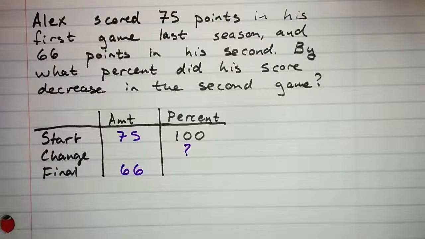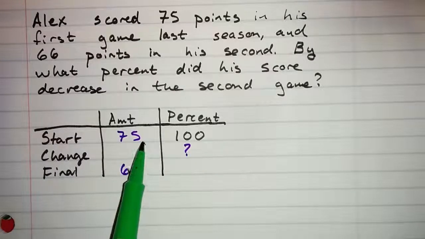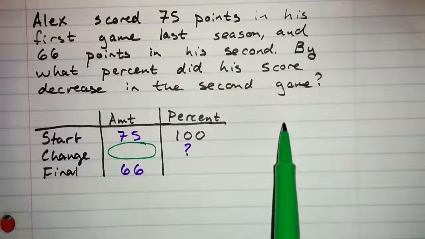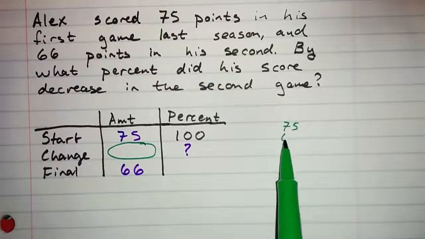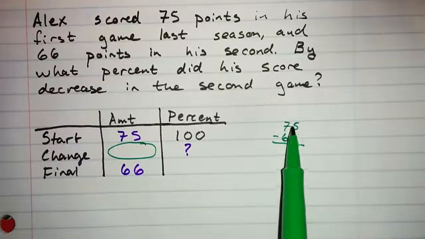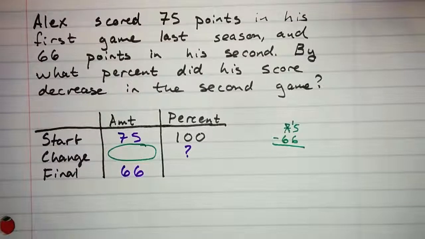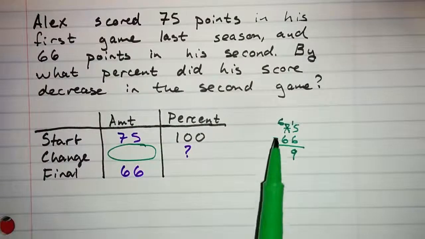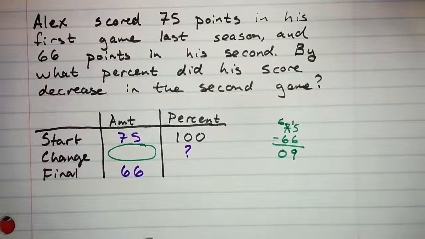Again, we have two possible strategies open to us, but we're going to choose the one where we figure out the amount change. In this case, 75 minus 66. 5 minus 6 we can't do, we'll need to borrow. 15 minus 6 is 9. 6 minus 6 is 0. The amount change was 9 points.